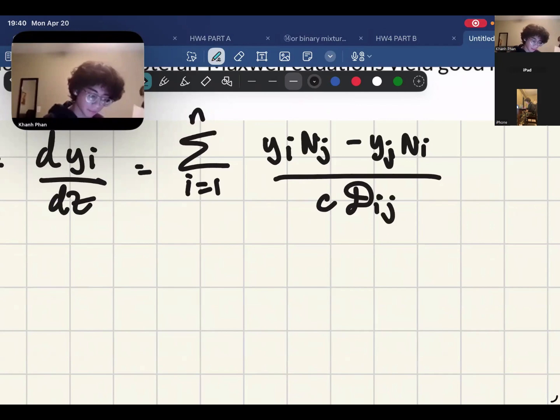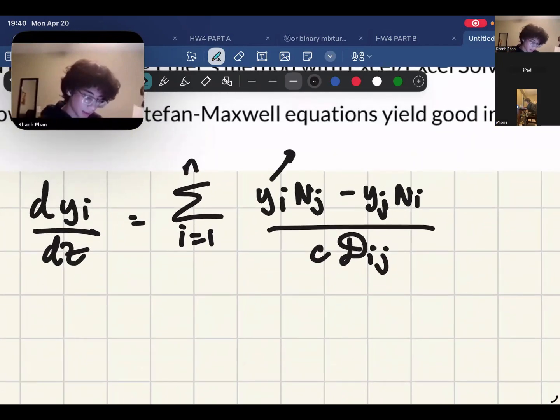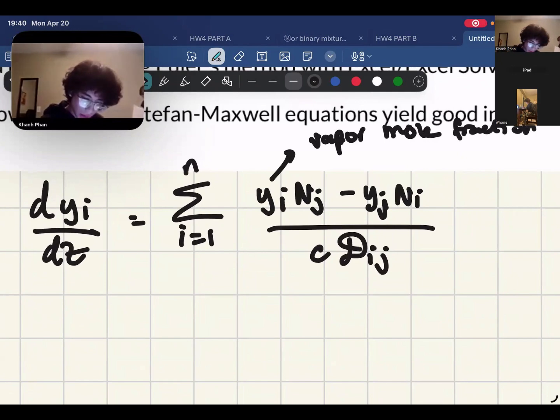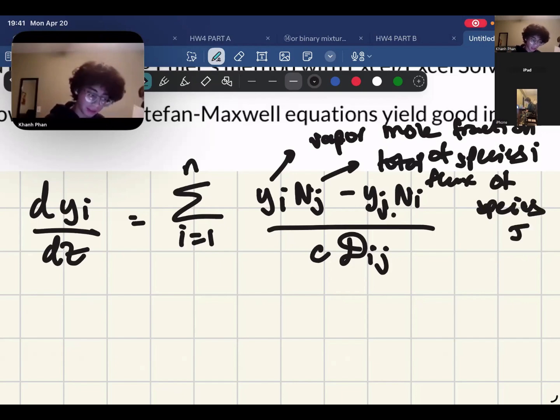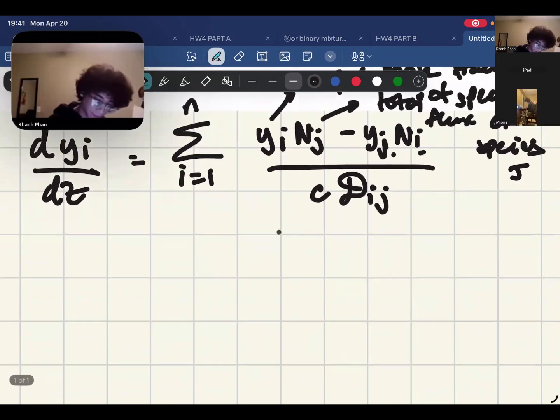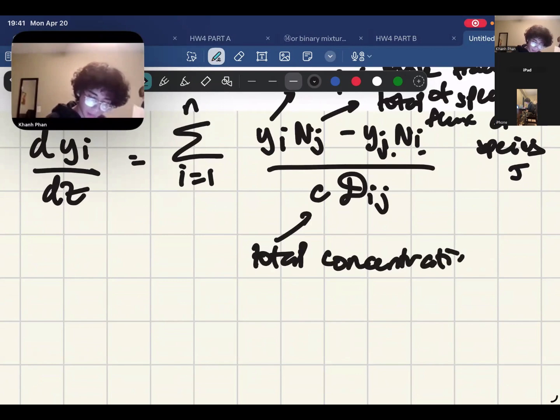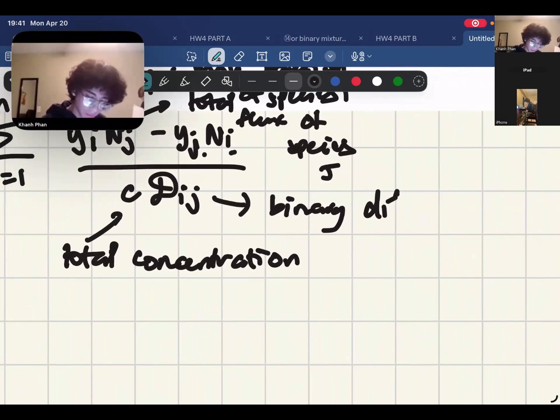So let me explain each of these variables. So yi is the vapor mole fraction of species i, and then Nj is the total flux of species j, and then same for yj, the vapor mole fraction of species j, and then Ni, the total flux of species i, and then c, the total concentration, and then Dij, the binary diffusion coefficient.